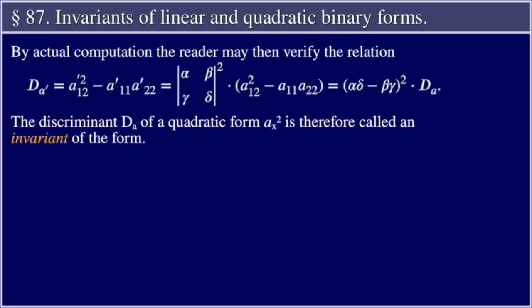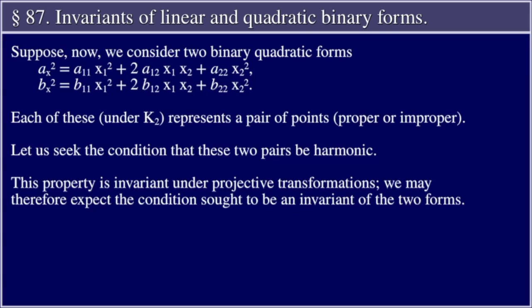By actual computation, the reader may then verify the relation d sub a prime equals a12 prime squared minus a11 prime a22 prime equals the determinant alpha gamma beta delta squared times the quantity a12 squared minus a11 a22 equals the quantity alpha delta minus beta gamma squared times d sub a. The discriminant d sub a of a quadratic form a sub x squared is therefore called an invariant of the form. Suppose now we consider two binary forms.